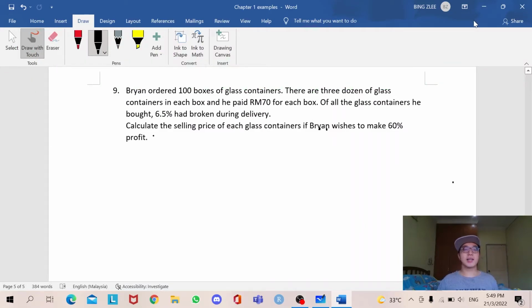All right, so at the second example here, we have quite a long question here. So let's read it. Brian ordered 100 boxes of glass containers. There are 3 dozen of glass containers in each box, and he paid 70 ringgit for each box. Of all the glass containers he bought, 6.5% had broken during delivery. Calculate the selling price of each glass container if Brian wishes to make 60% profit.